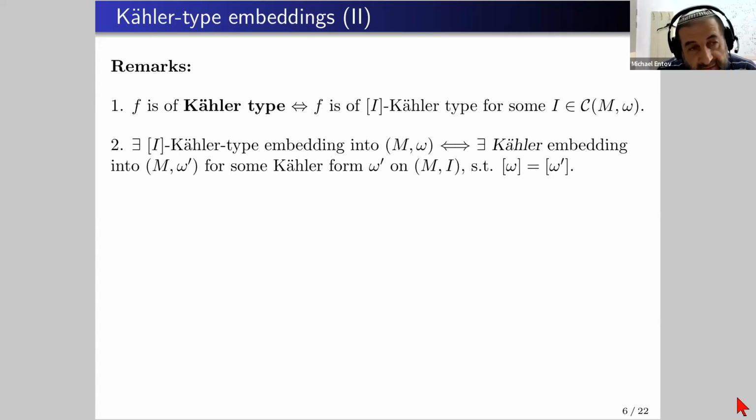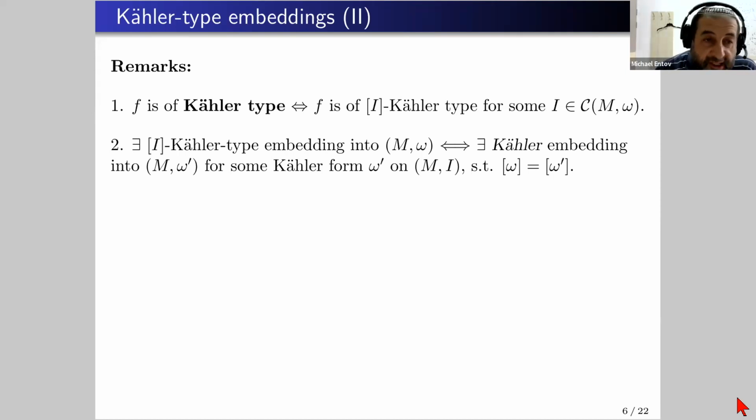If you want to fix a complex manifold in various symplectic forms, then in these terms, the existence of an I Kähler-type symplectic embedding for a particular Kähler form is the same as the existence of a Kähler embedding for another Kähler form, which is homologous to the given one. Okay, that's when you just switch hands and fix I instead of omega.